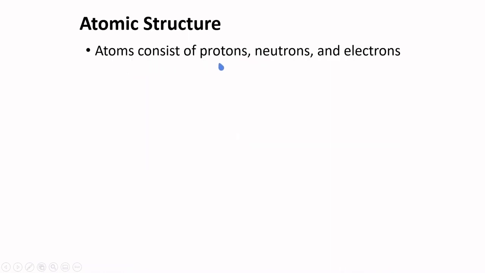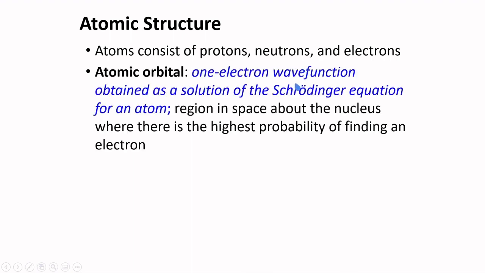Atoms consist of protons, neutrons, and electrons. According to the IUPAC, atomic orbitals are one-electron wave functions obtained as a solution of the Schrödinger equation for an atom. It's a region in space about the nucleus where there is the highest probability of finding an electron.